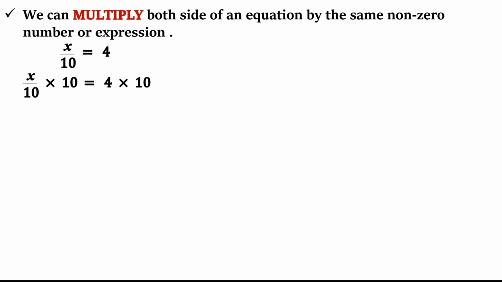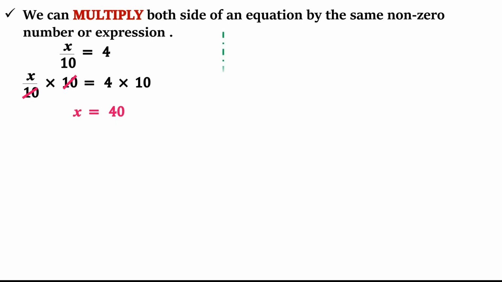So the next step is, I have multiplied both the sides by 10. Left hand side I have done intentionally because I want to remove that 10 from the denominator. But the right hand side will be affected. Now let's see. 10 gets cancelled with 10, and I am left with just x on the left hand side, but the right hand side becomes 40.